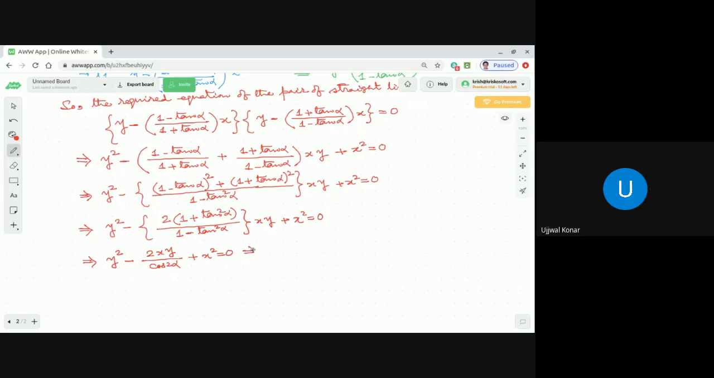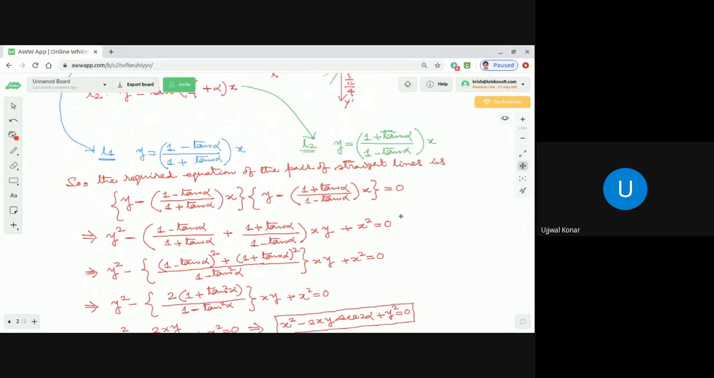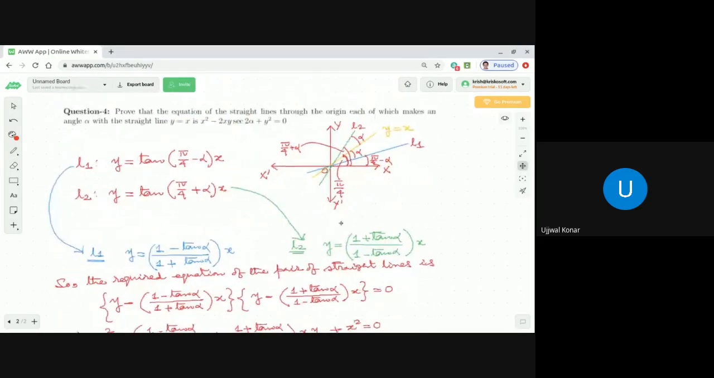So from here we get the required equation. We are able to prove that the joint equation of the pair of straight lines is x² minus 2xy sec 2 alpha, since 1 by cos 2 alpha is sec 2 alpha, plus y² is equal to 0. And this is what is given to us to prove. Correct, dear students? I hope things are absolutely clear. Any doubt at any point of time, never hesitate to let me know.